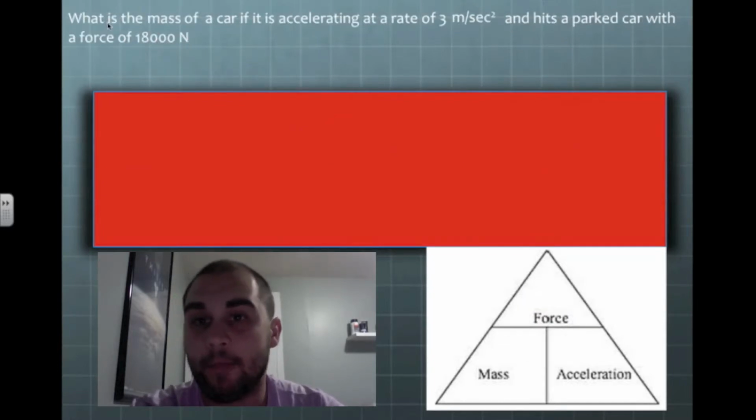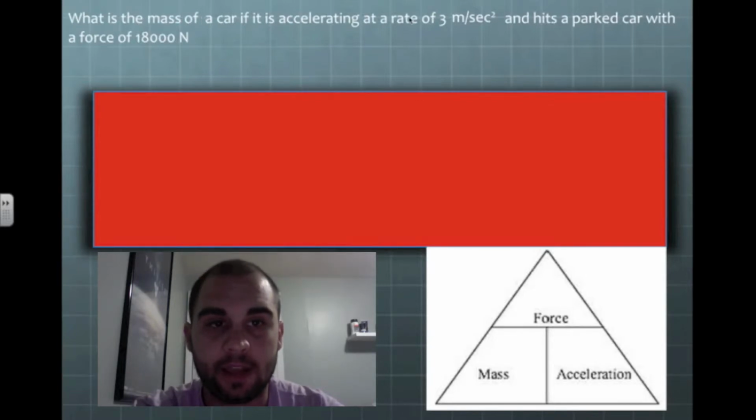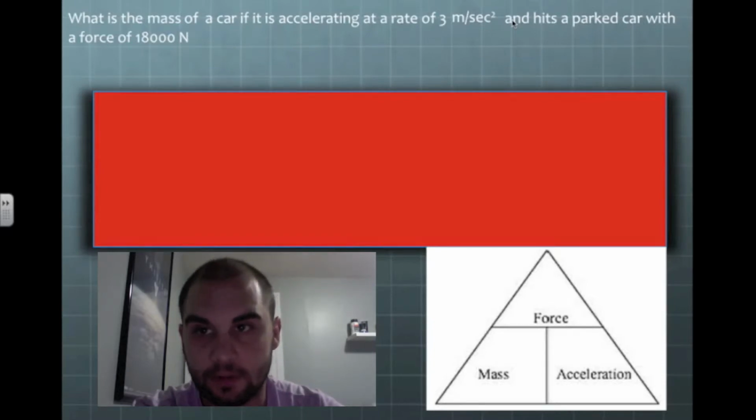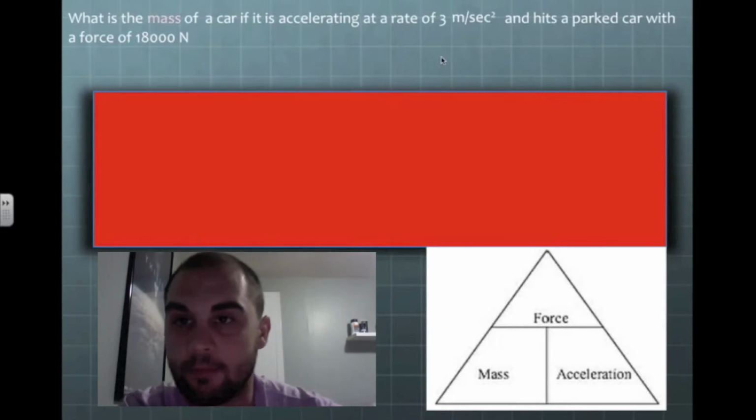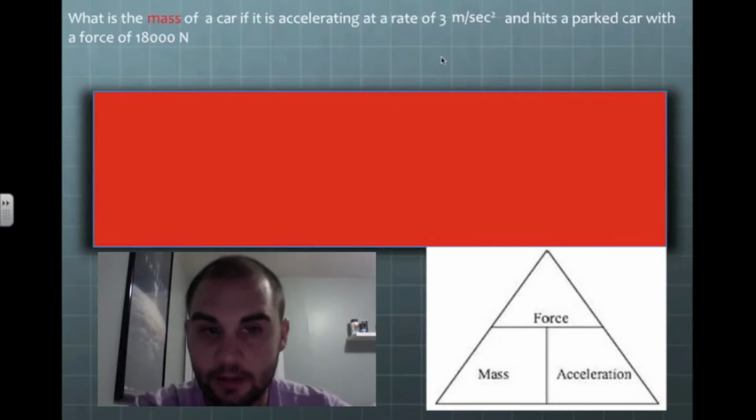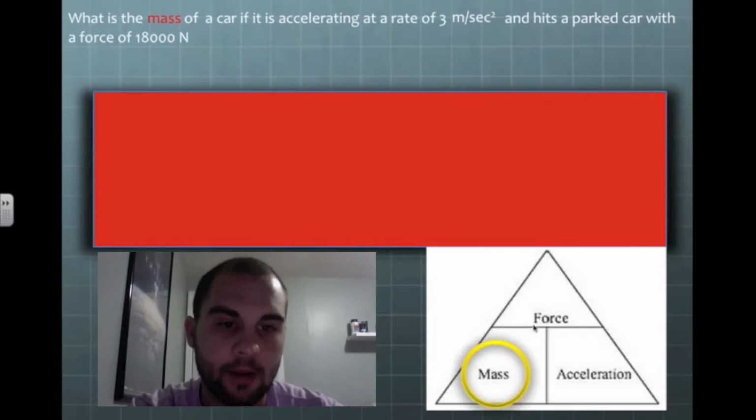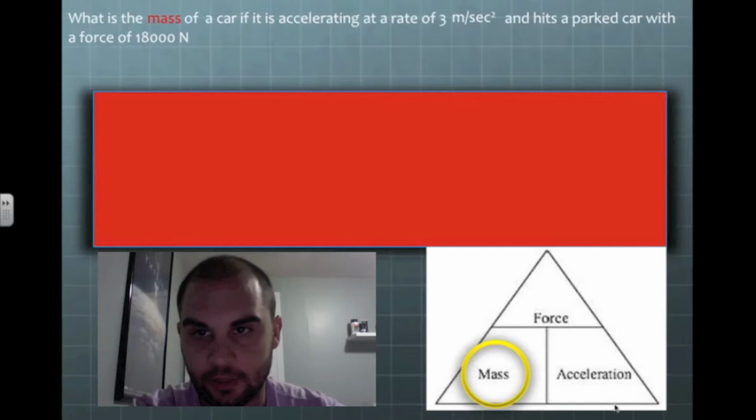What is the mass of a car if it accelerates at a rate of 3 meters per second and hits a parked car with a force of 18,000 newtons? Okay, let's figure out what we're solving for. That's going to be mass. What is the mass? So we know down here that I'm solving for mass. So whatever I have to do, I have to probably divide force by acceleration.